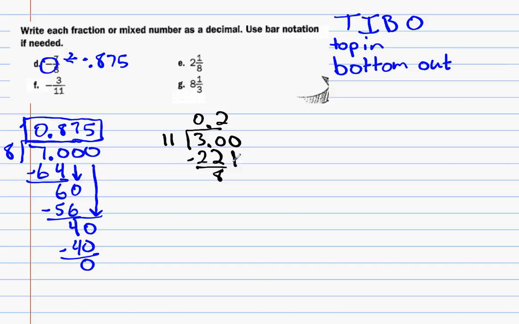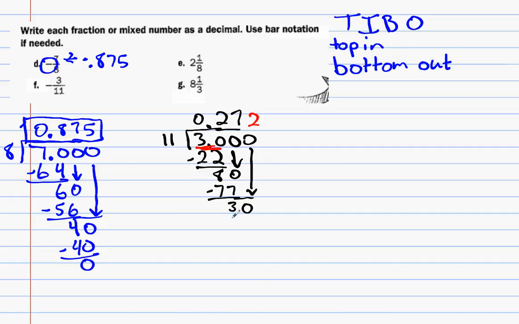11 goes into 80 7 times. 7 times 11 is 77. So that gives us 3. And a 0. And then you would say, how many times can 11 go into 30? And then you think, wait a minute, I've been here before. That's where we started. So we know 11 went into 30 2 times. 2 times 11 was 22.